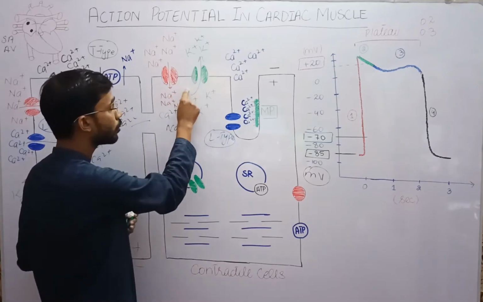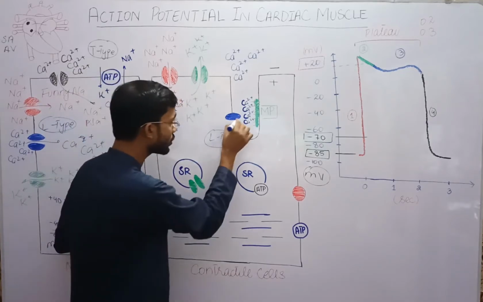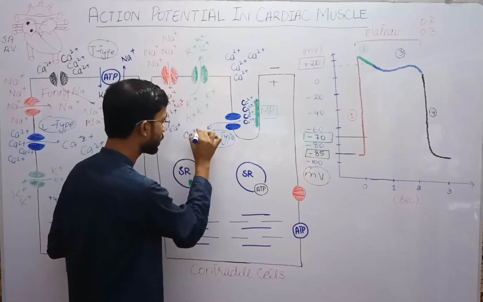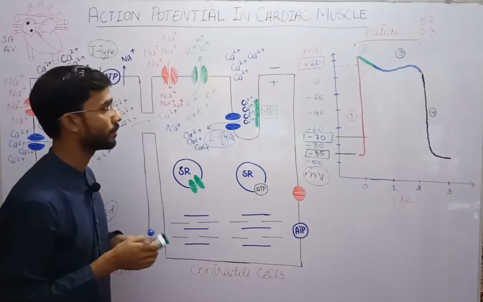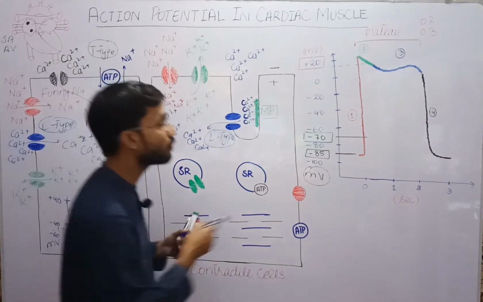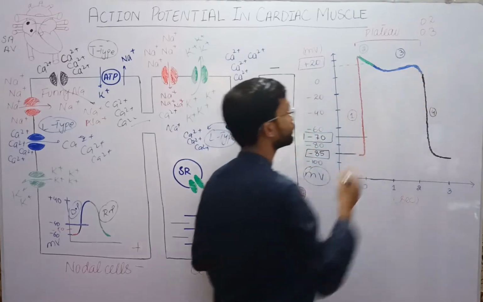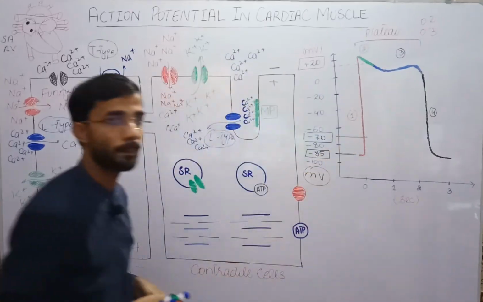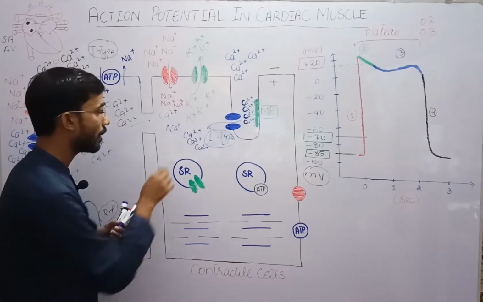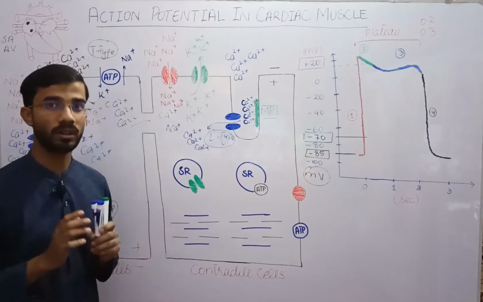Right? So the potassium channel is closed and the calcium channel opens, and calcium rushes into the cell, and it results in the formation of the plateau. This is actually the duration of the plateau. And these calciums are used in the cell for contraction.